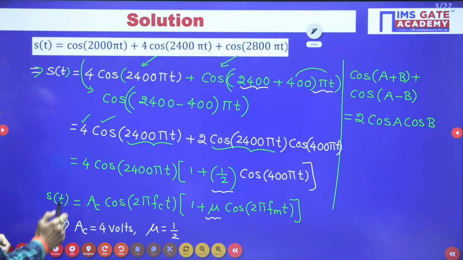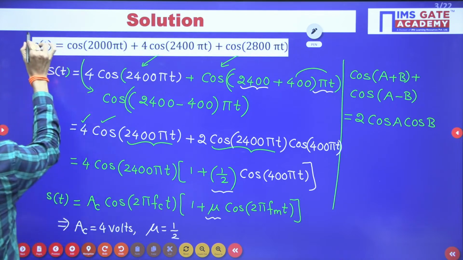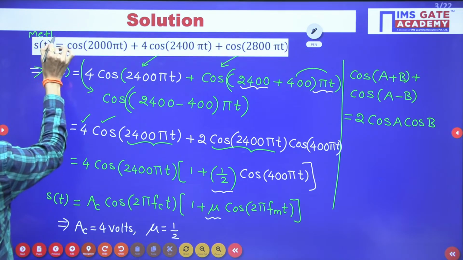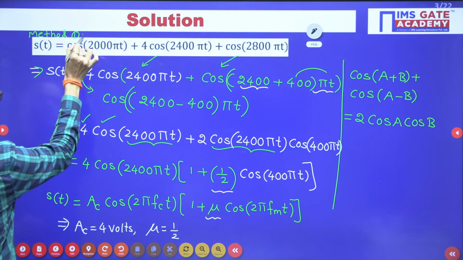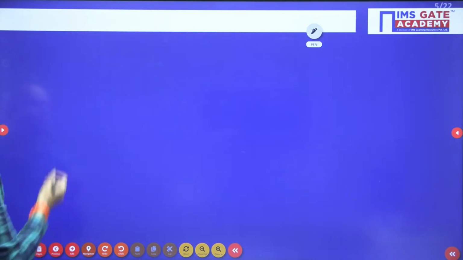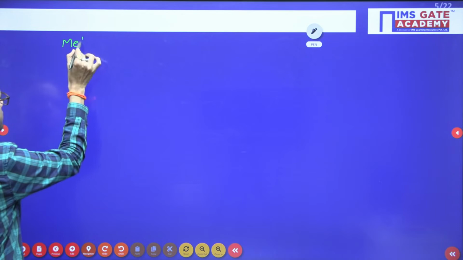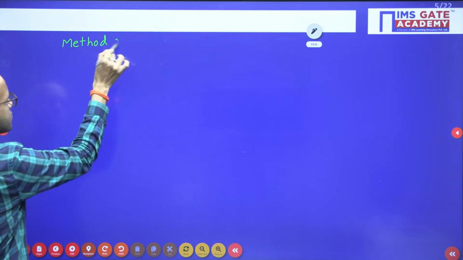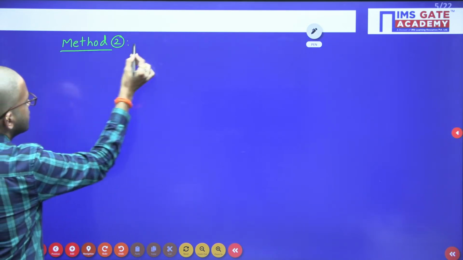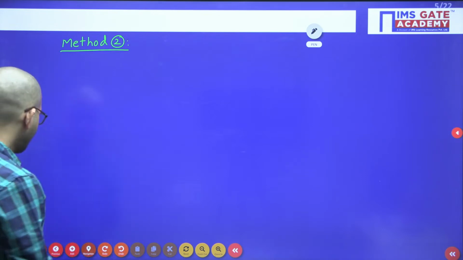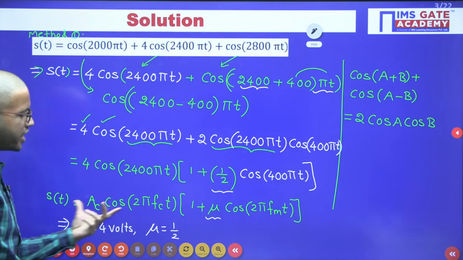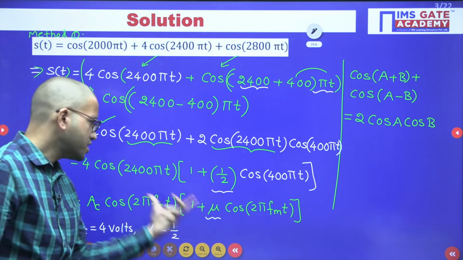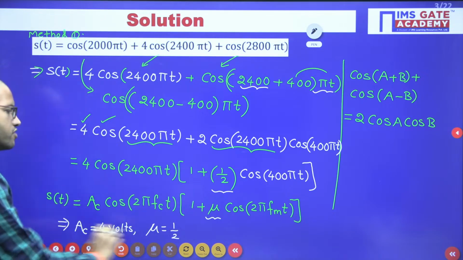Whatever I have explained here is method 1. Now I am discussing the second method, method 2. What is the standard equation here? This equation I am copying now. I will write it once again.